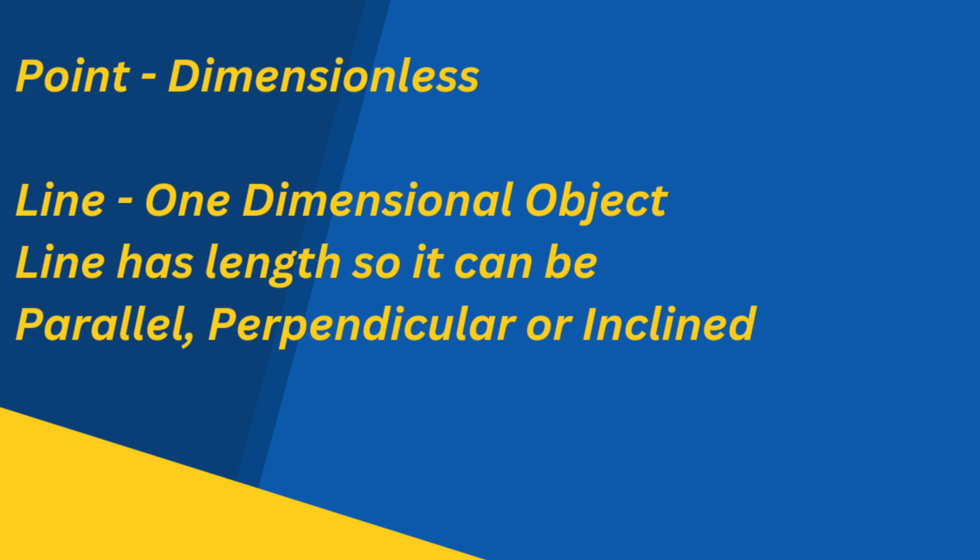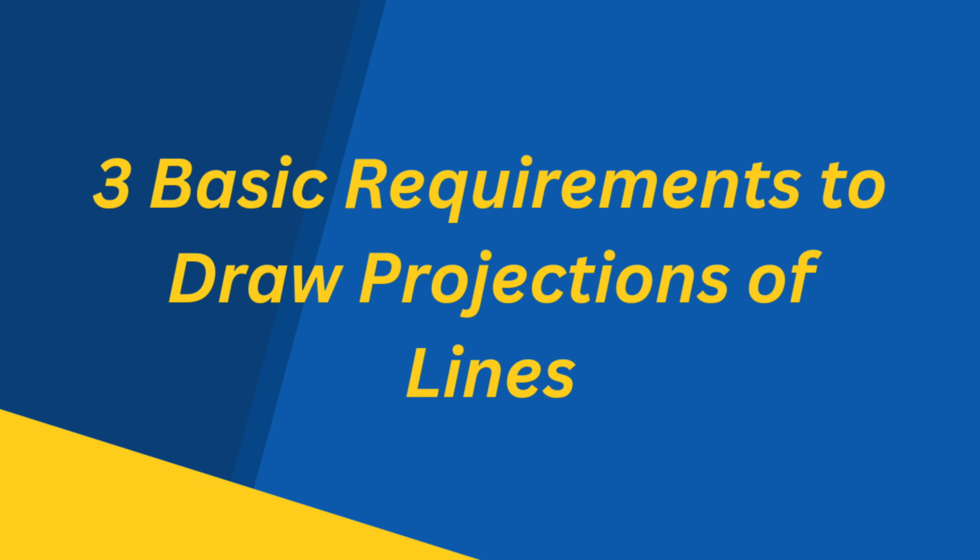A point was dimensionless, so if you view it from any direction it will be a point only. But a line has length and is a one-dimensional object, so if you view it from any direction, it will be either inclined, parallel, or perpendicular to any of the principal planes. So there are three basic requirements to draw projections of lines. Let us discuss those requirements.